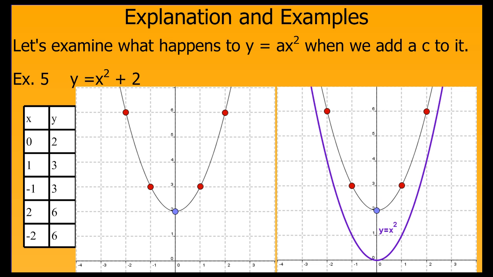If we compare it to our parent function, the vertex is shifted up 2 units. All other points are also shifted up 2 units, but it has the same shape as the parent function.